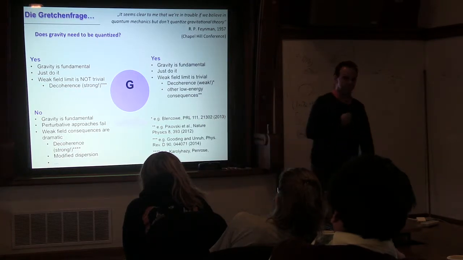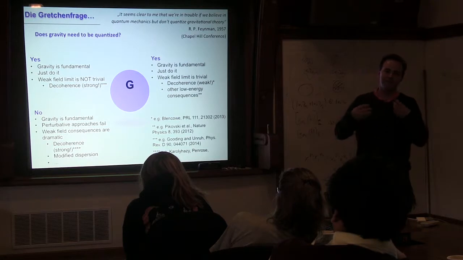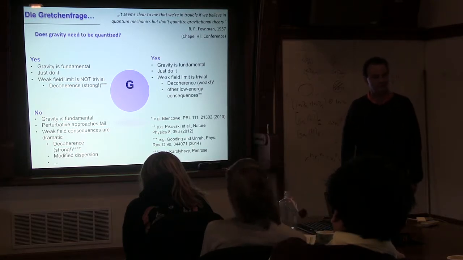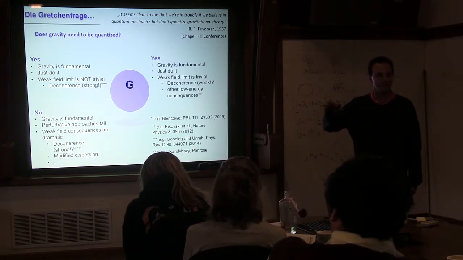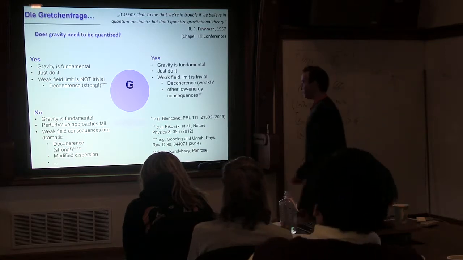If you want to quantize gravity, you need to have some path integral approach or so. So some things that basically are not perturbative. You need to do a non-perturbative approach. String theory would be such an example.